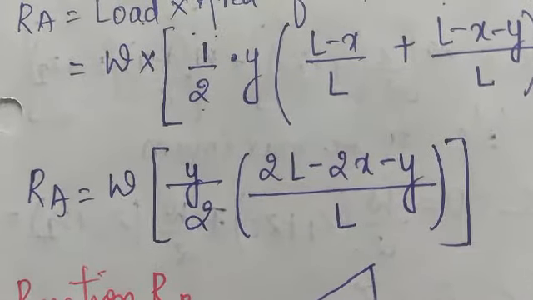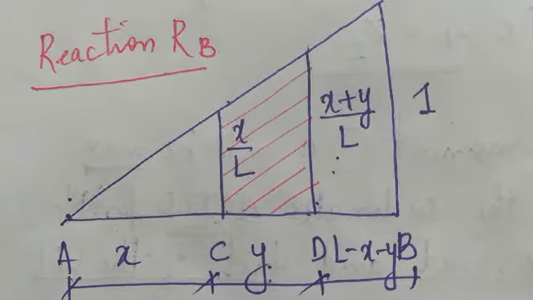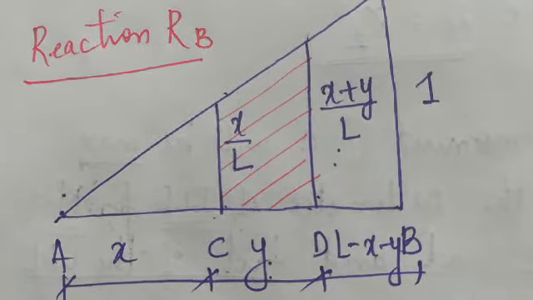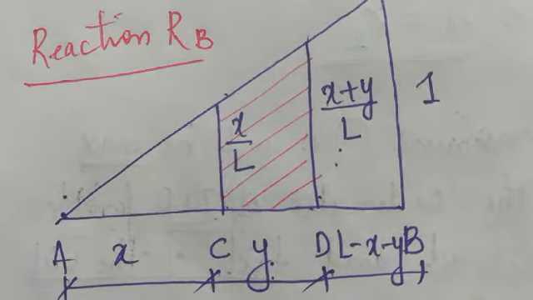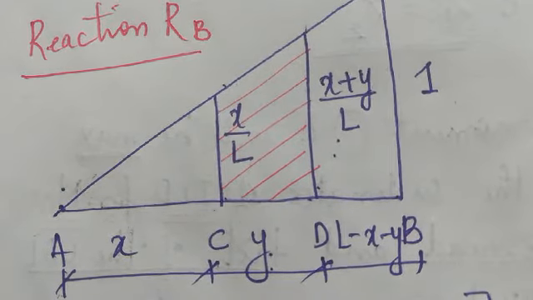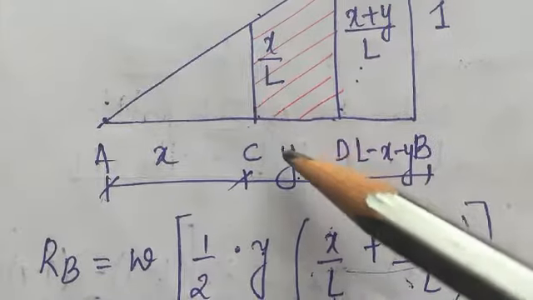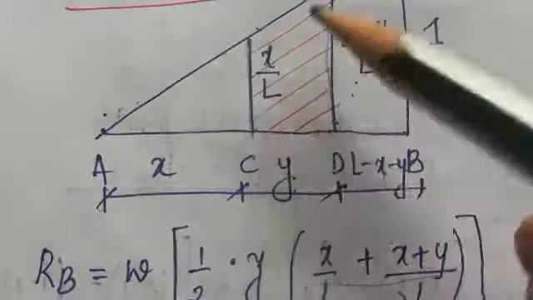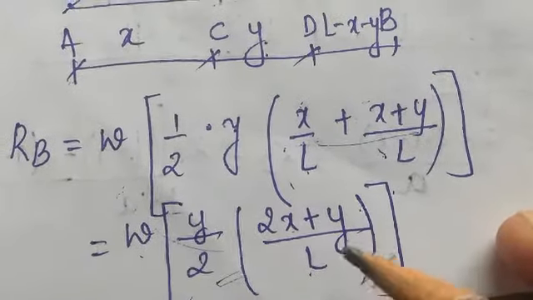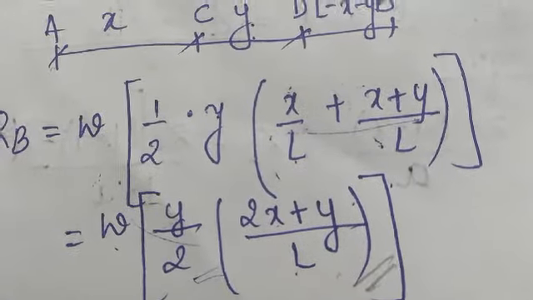This is for RA. Similarly, we have to do it for RB. That is, draw the influence line diagram for RB and mark the ordinate values at C and D. Once you have the ordinate values at C and D using similar triangles, we can calculate the reaction RB, which is the load multiplied by the area under the CD portion, that is W times half base into the summation of the ordinates at C and D. After simplification you get this equation: W multiplied by y divided by 2 into 2x plus y divided by L. This is for reaction RB.